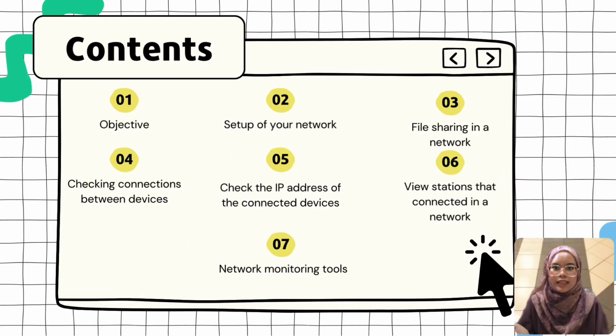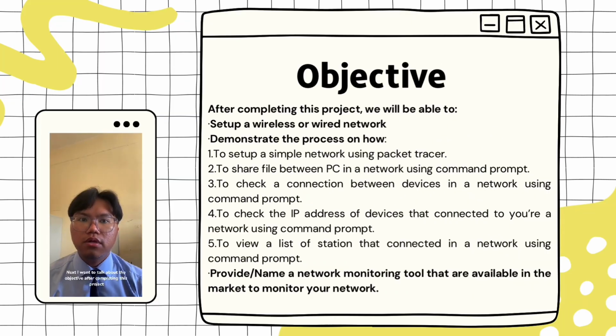Our presentation is structured around 7 key areas: objective, set up your network, file sharing in a network, checking connection between devices, checking IP address of devices, viewing stations that connect in a network, and network monitoring tools. Each session will provide clarity on its respective topic, ensuring you leave here with a comprehensive understanding of this crucial aspect of this topic. Next, I want to talk about the objective.